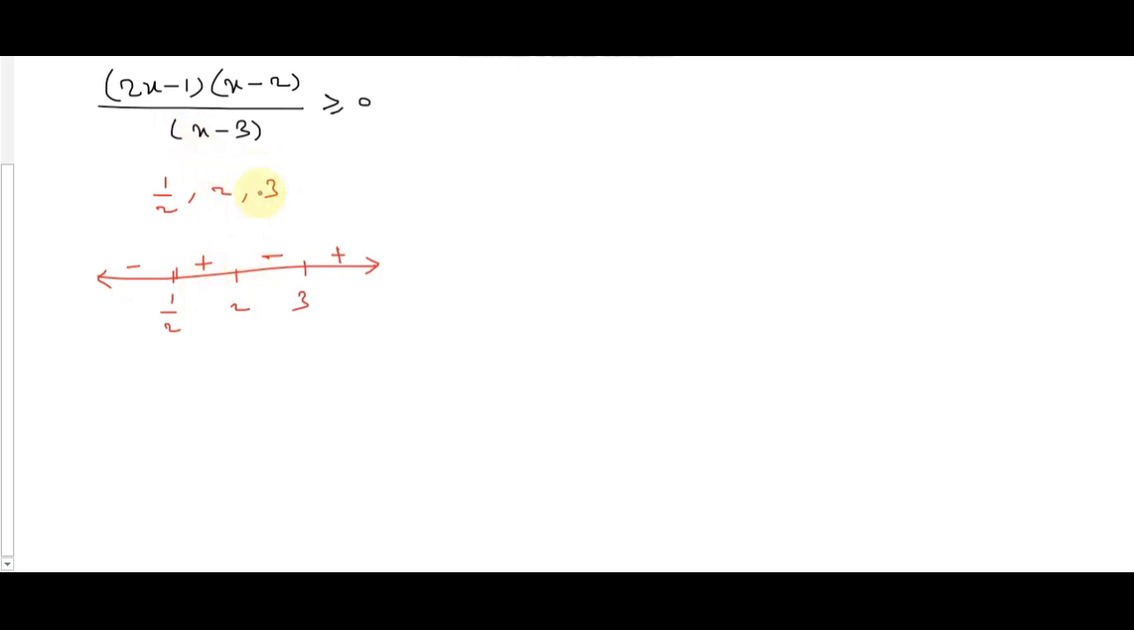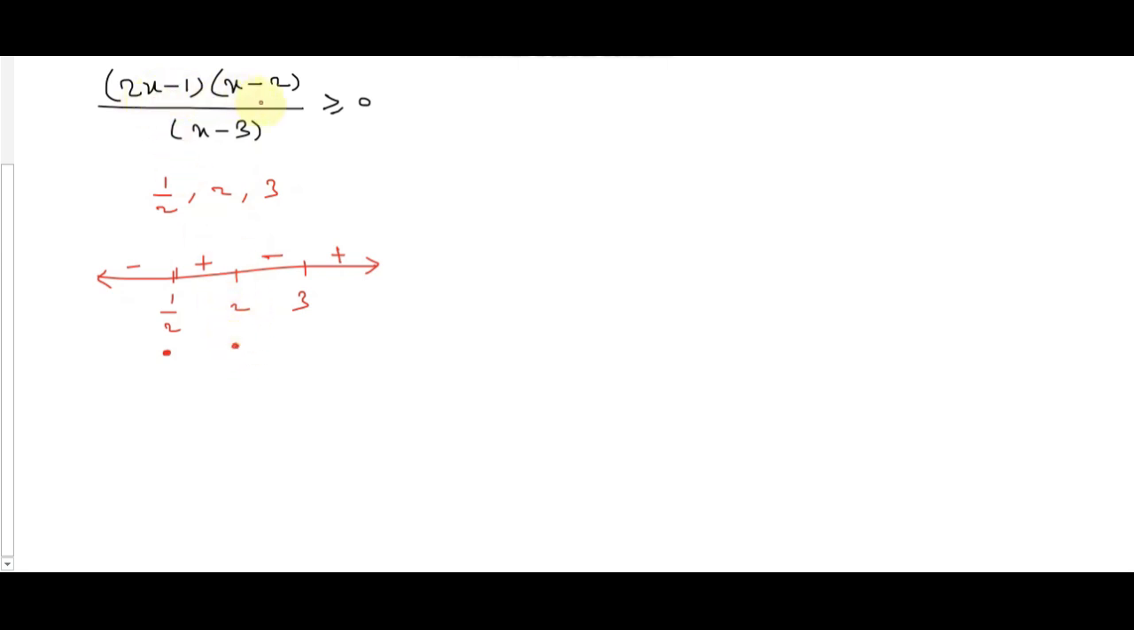Okay, now let's see what the question demands. The question demands that the expression should be positive or equal to 0. We find that this expression is 0 at x equal to 1 by 2 and at x equal to 2. So at x equal to 1 by 2, we will draw a filled circle, and at x equal to 2, we will also draw a filled circle.